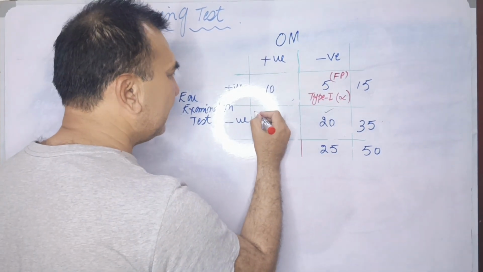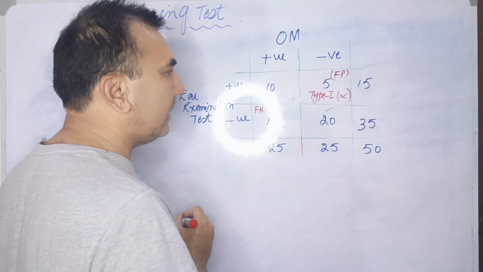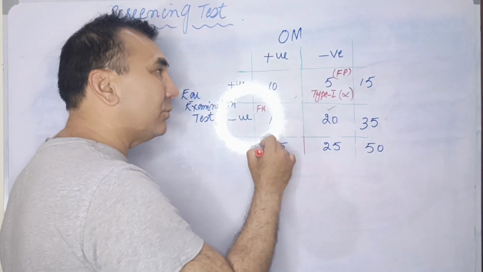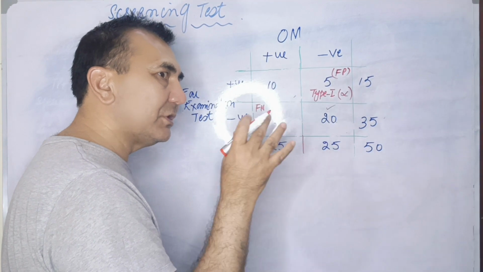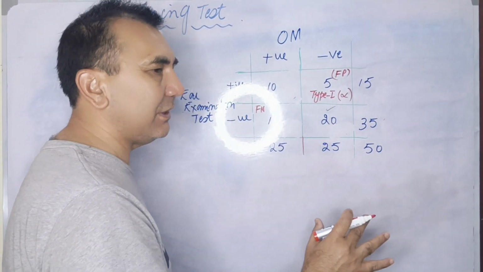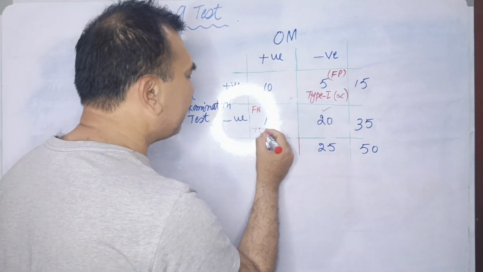Now this is the false negative. Even though the null hypothesis is incorrect, you fail to reject it, you are not rejecting it. So it is called the type 2 error.